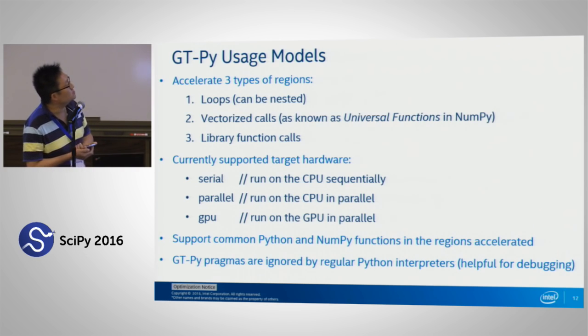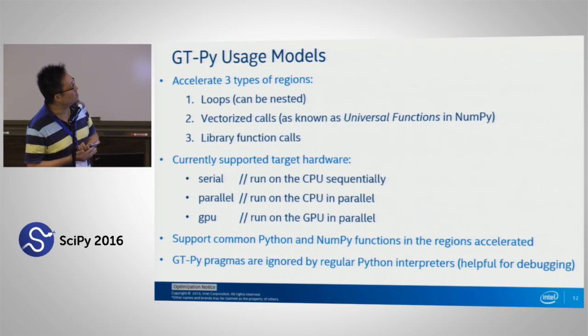So, just to give you a high-level overview of the usage model: GTPy can accelerate three types of regions. Loops, which are very common, so of course we want to accelerate them. Or you can accelerate vectorized calls, which are known as universal functions in NumPy. Or you can accelerate certain library function calls.